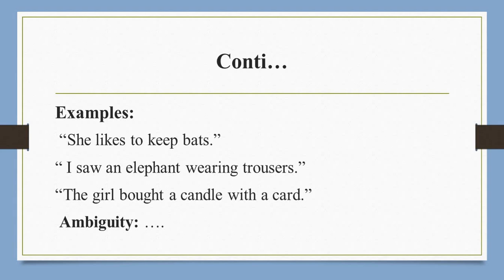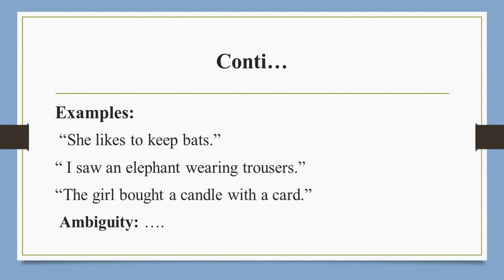The girl bought a candle with a card. Now, the girl bought a candle, that is clear, with a card. Was that candle having a card on its top, like a greeting card? Or she bought a candle with an ATM card, like she paid through a card. You getting it? So it's ambiguous.